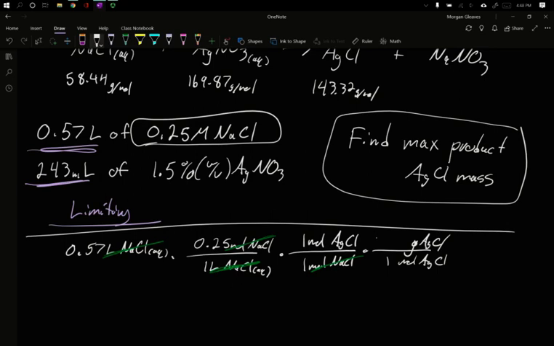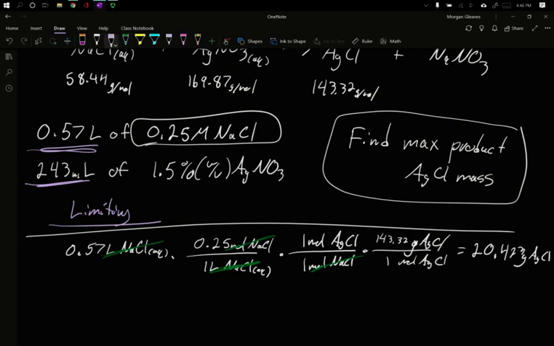Well, molecular mass up above says it's 143.32 grams per mole. If we multiply all those and divide by ones, we will get 20.423 grams of product is possible.